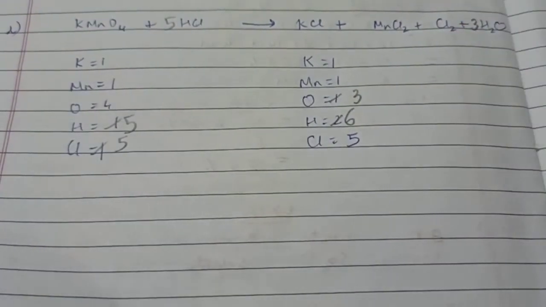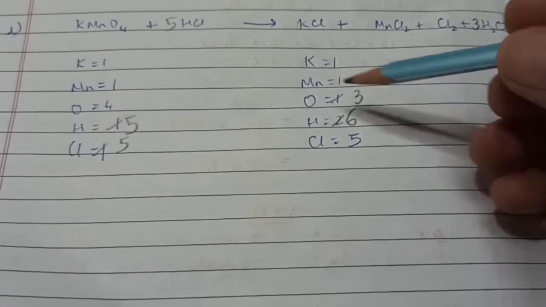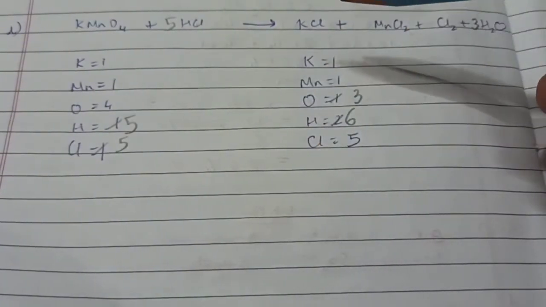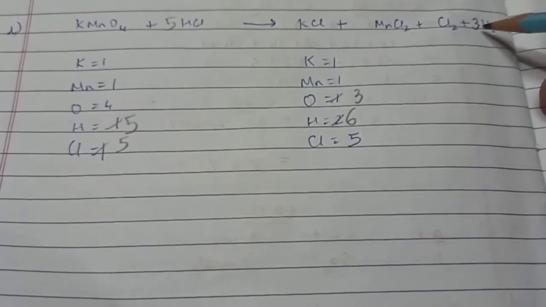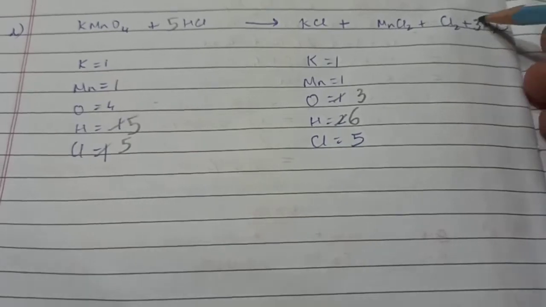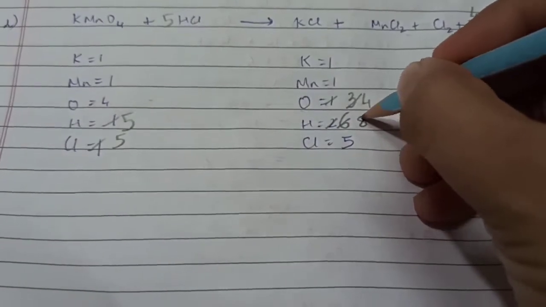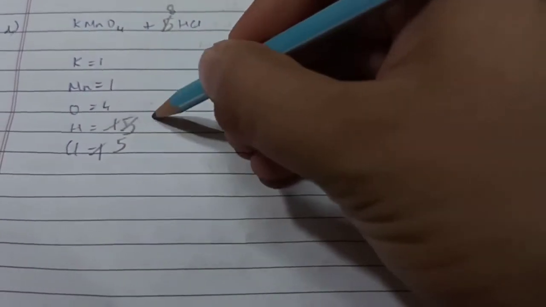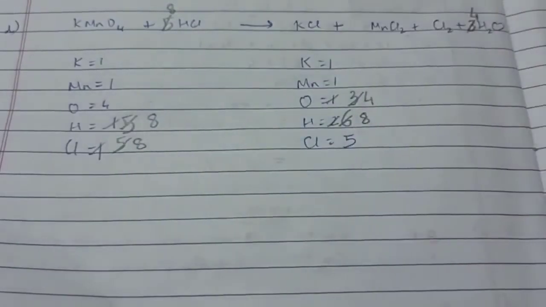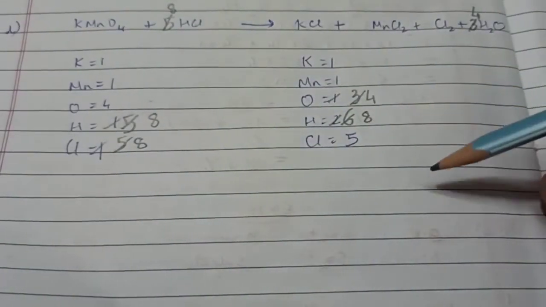In fact, I can see that this won't be sufficient. Oxygen is 4. Ideally, I balance oxygen in the end. But I may increase this further right now. Let me make it 4 straight away. So oxygen is 4 and 8. So I'll have to increase this to 8. Chlorine also becomes 8. How do I increase chlorine now?